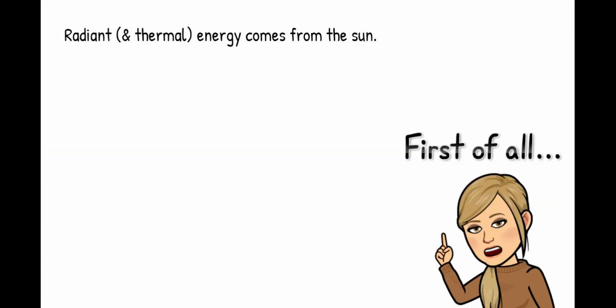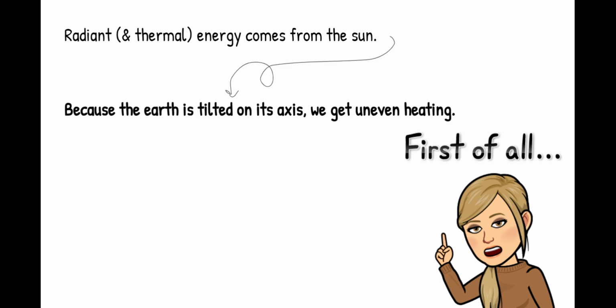In today's lesson, we are learning about how sunlight actually plays a role in creating wind that you feel on Earth. So, the first thing to understand is where our heat energy actually comes from. All radiant and thermal energy that we get that influences our weather comes from the sun. This is a key piece. Because the Earth is tilted on its axis, we receive that sunlight, that heat energy, unevenly.